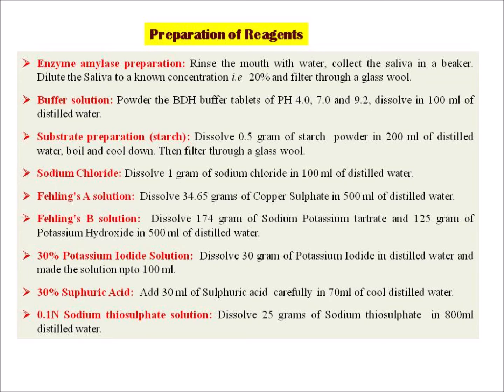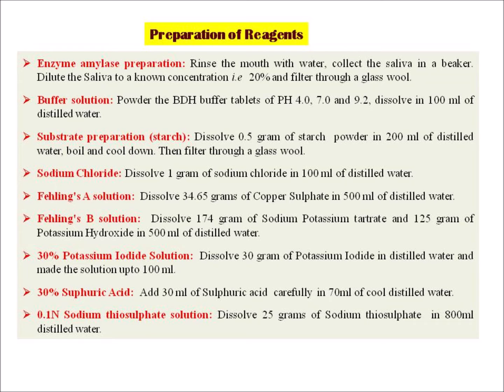Before going to the procedure, we can see the preparation of reagents. First, enzyme amylase preparation. Rinse the mouth with water, collect the saliva in a beaker, dilute the saliva to a 20% concentration and filter through glass wool. Buffer solution. Powder the BDH buffer tablets of pH 4, 7 and 9.2. Dissolve each in 100 ml of distilled water separately.